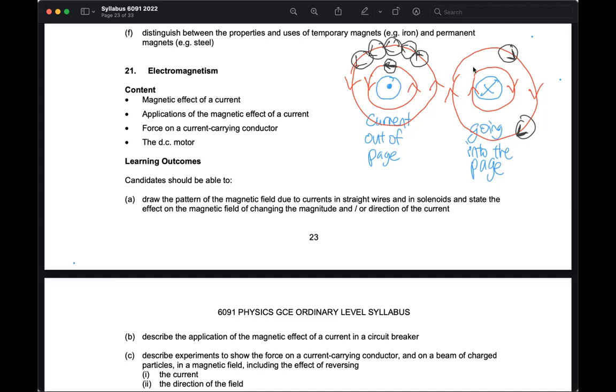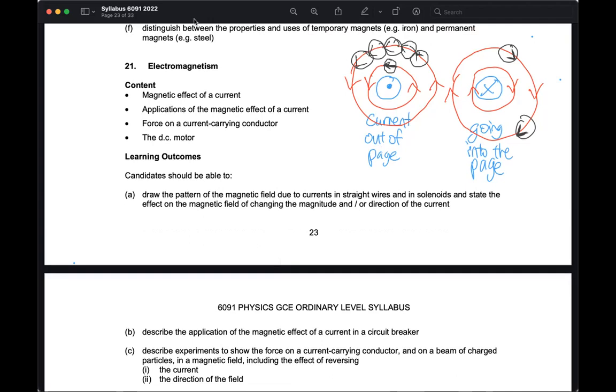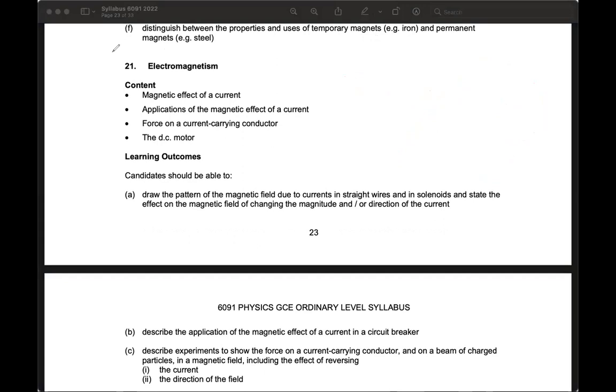Okay, so are you all very clear about this? Once you're very clear about this, it'll be much simpler later on. When I talk about Fleming's left-hand rule, that will be more confusing. Okay, so let me just erase everything here. Okay, let me go to the notes.